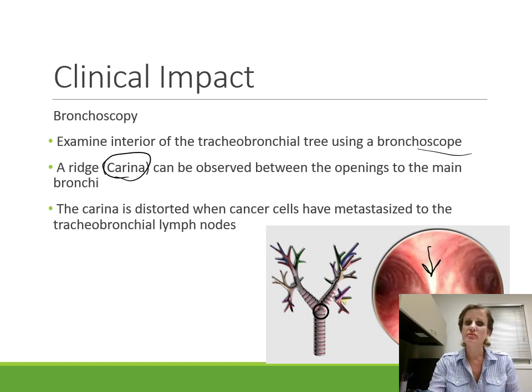This ridge is important to visualize because it gets distorted when cancer cells have metastasized to the tracheobronchial lymph nodes. So frequently when we're doing a bronchoscopy, the carina is examined to check for metastasis.